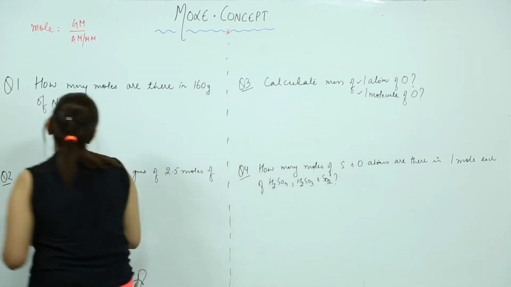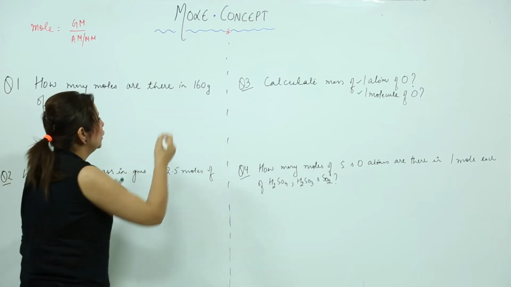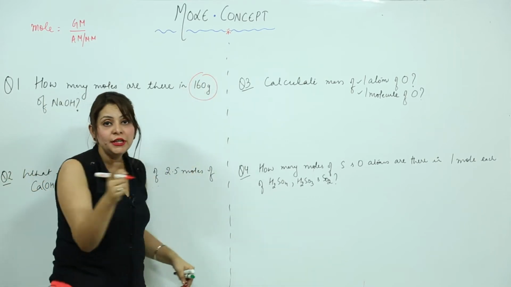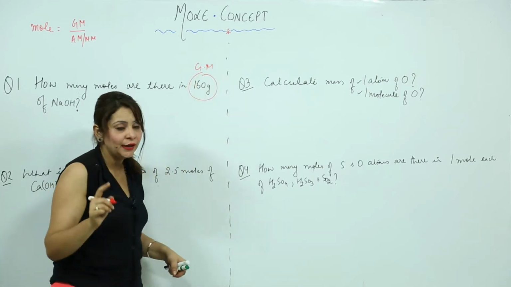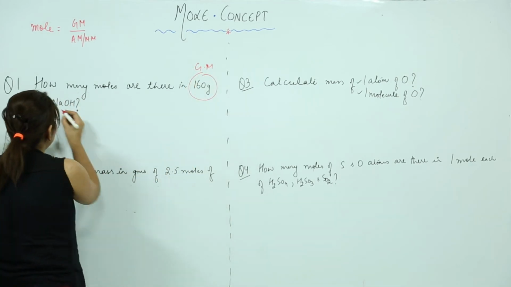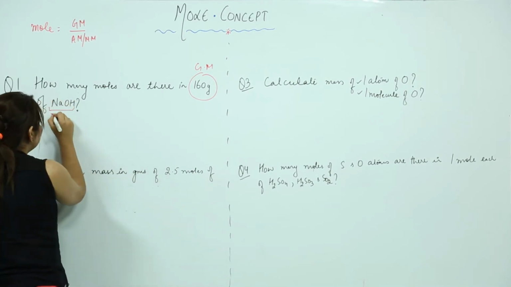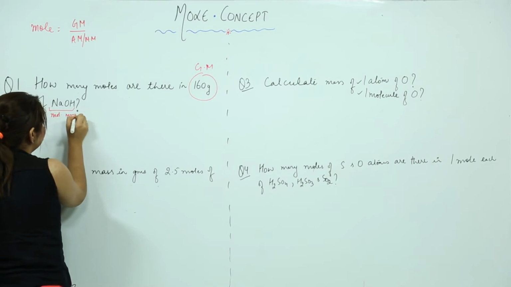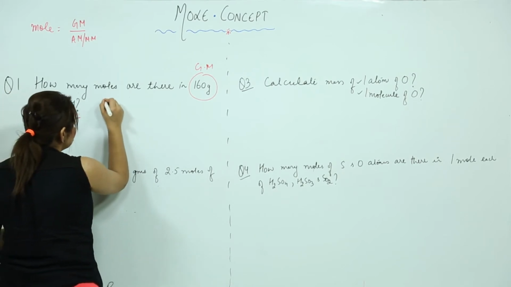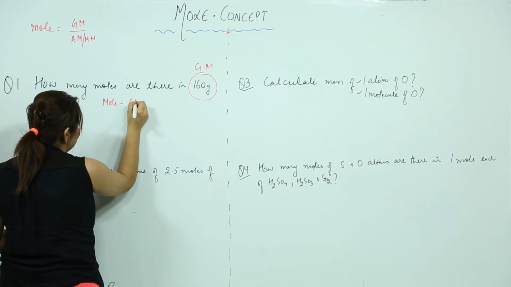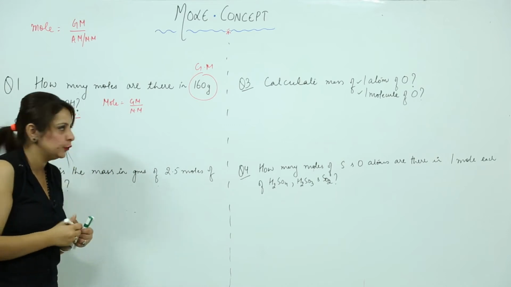So the first question is this: how many moles are there in 160 gram? We need to find moles in 160 gram, so obviously it is going to be our given mass, right? Of NaOH. So is this an atom or a molecule? Obviously it is a molecule, so we will be having a molecular mass for it. So I am just writing the formula first. We have mole is equal to given mass over molecular mass, because it is a molecule, right?